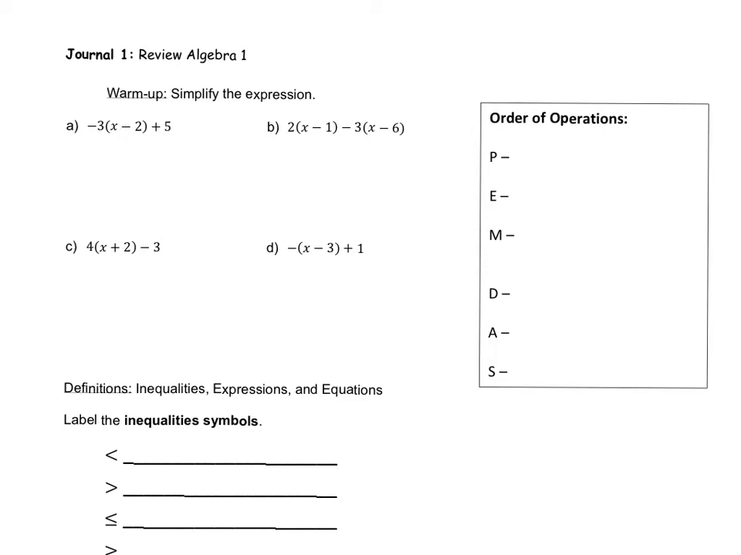So P represents parentheses. So those are parentheses that we use in equations or expressions. There is also exponents. Also, my spelling is awful, so if I spell something wrong, forgive me. M stands for multiplication or multiply. D stands for division or divide, and A stands for addition or add. And S stands for subtraction.